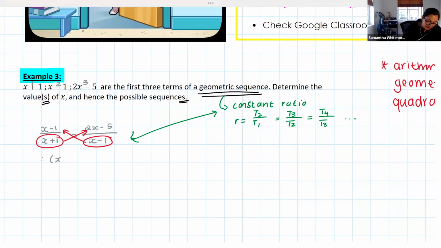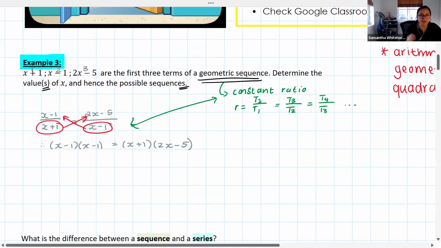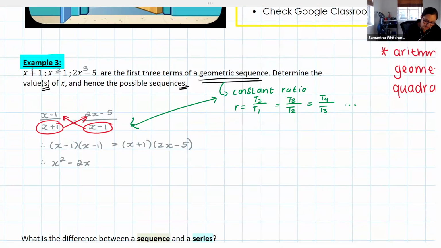So what we have on the left is x minus 1 times x minus 1. And on the right, x plus 1 times 2x minus 5. And now we've got an equation free of fractions, and I can go and solve for x. So on the left, when I distribute, I've got x squared minus 2x plus 1. And on the right, 2x squared minus 3x minus 5.